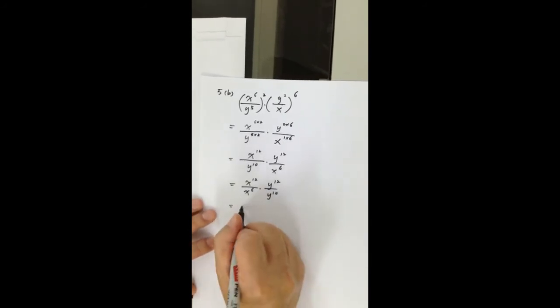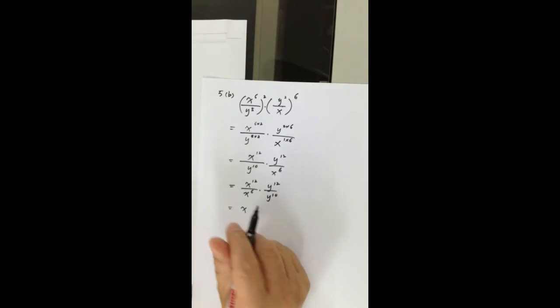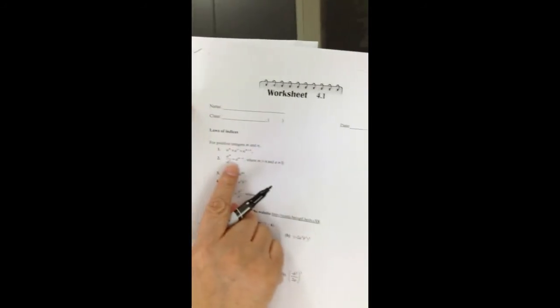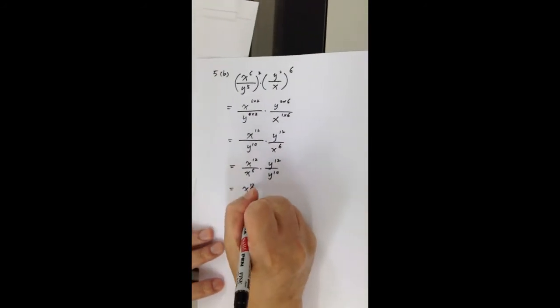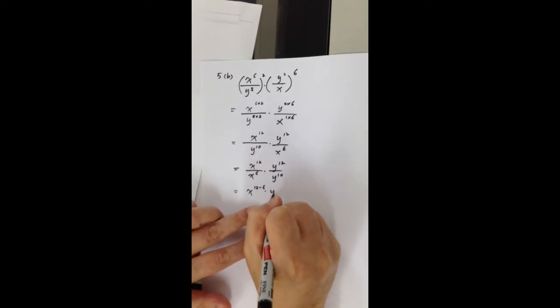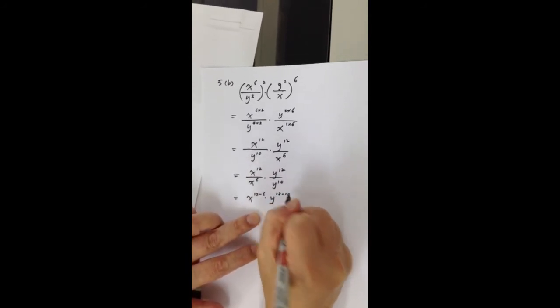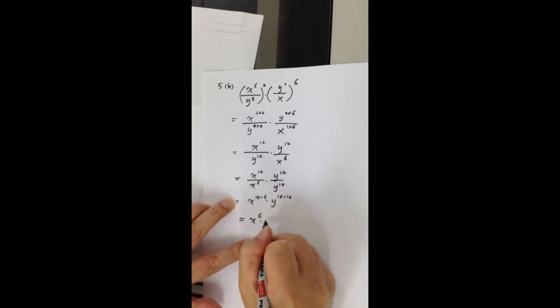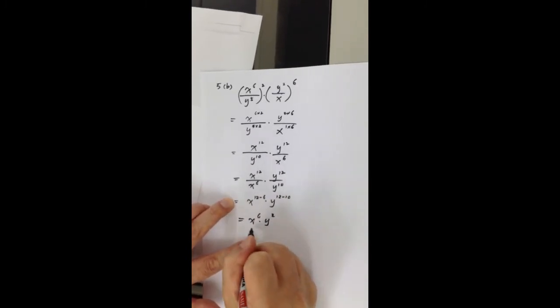So after that, we use formula 2. Remember? This one. Formula 2 is here. Okay? The answer is 12 minus 6, y to the power 12 minus 10. So we get the answer: x to the power 6, y to the power 2.